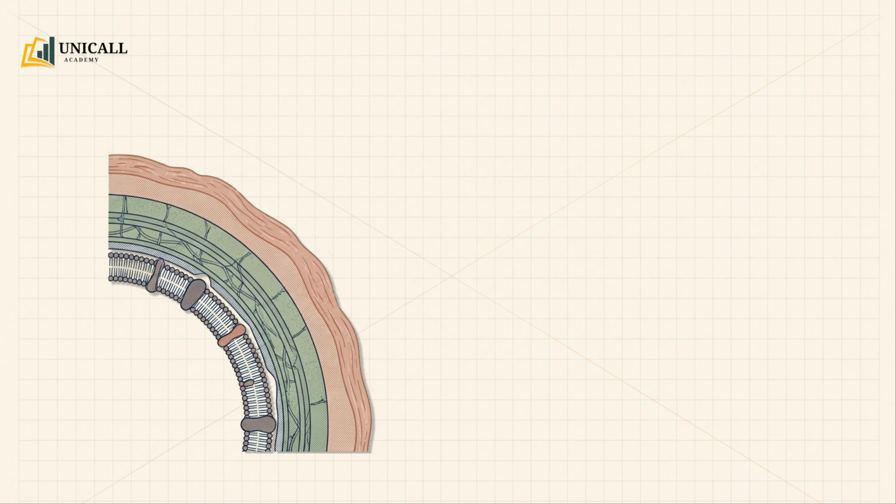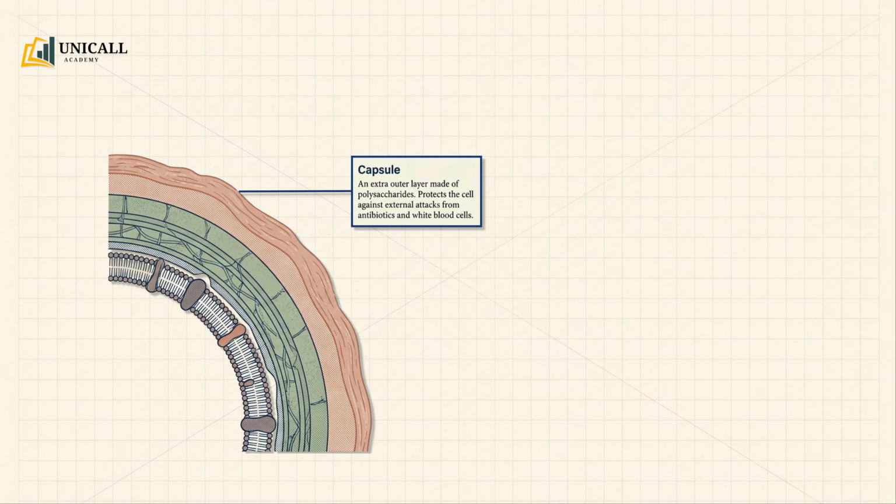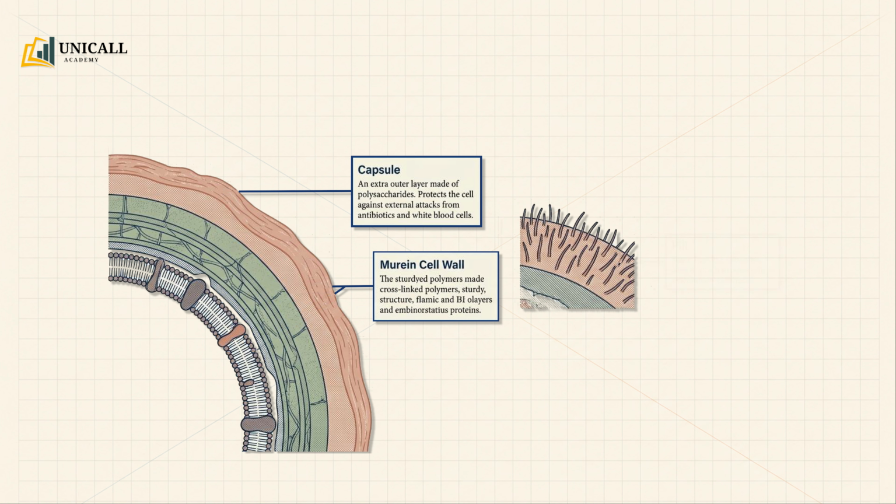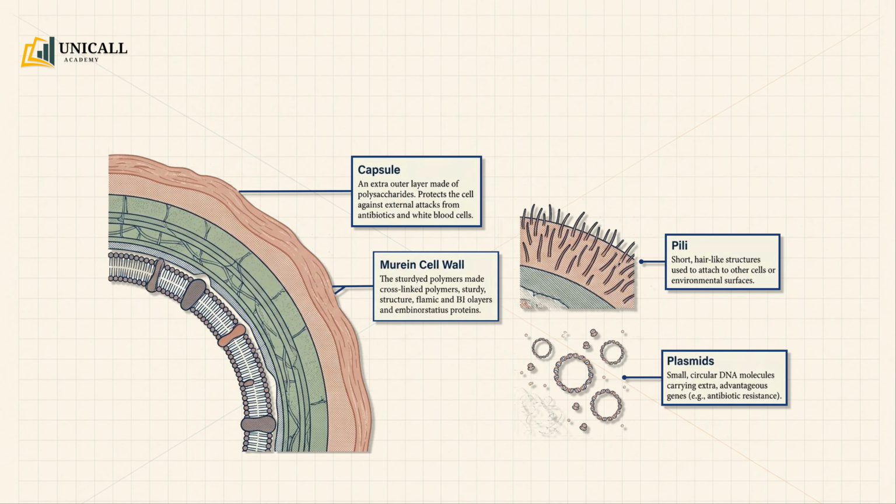The survival toolkit. Some prokaryotes also come with optional upgrades for survival. Capsule, an extra outer layer made of polysaccharides that protects the cell against antibiotics and immune system attacks. Flagellum, a long, hair-like structure that rotates to propel the cell through its environment. Pili, short, hair-like structures used to attach to other cells or environmental surfaces. Plasmids, small, circular DNA molecules carrying advantageous extra genes such as antibiotic resistance.